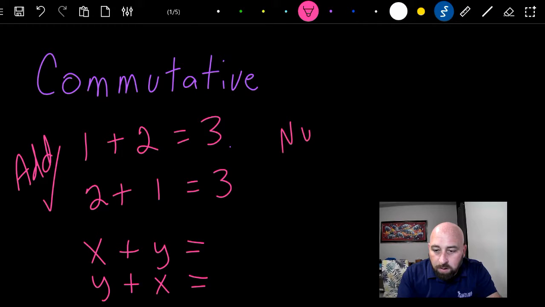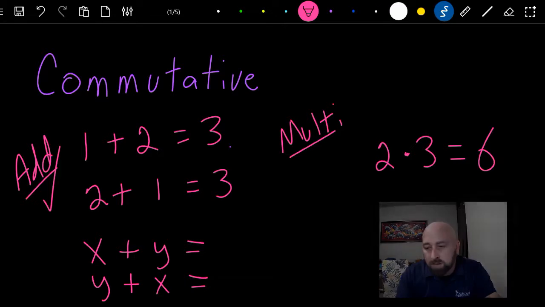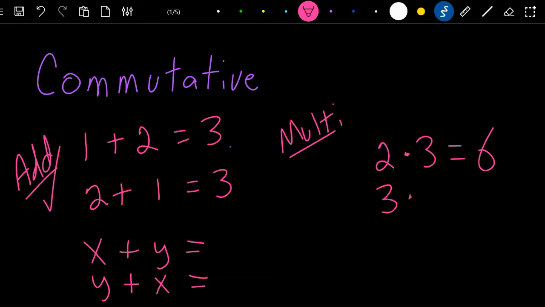Let's look at multiplication. Let's see if it works in multiplication. So we have 2 times 3 equals 6. How about 3 times 2? Yes, that also equals 6. It also works in multiplication. So you could have xy or yx. They both mean the same thing.